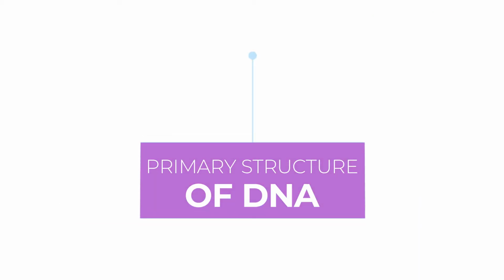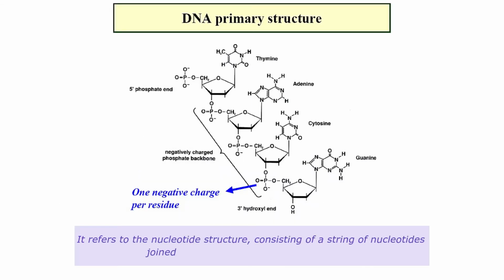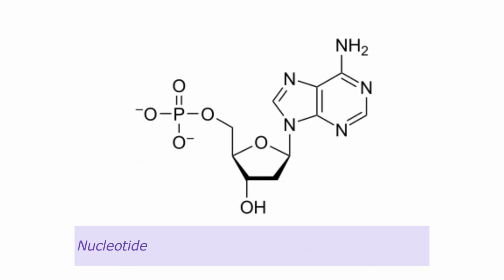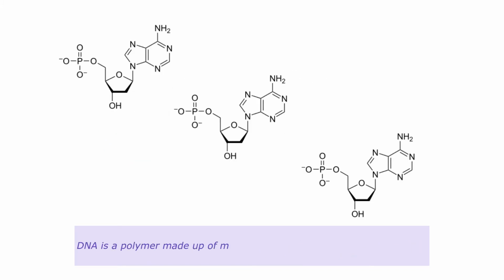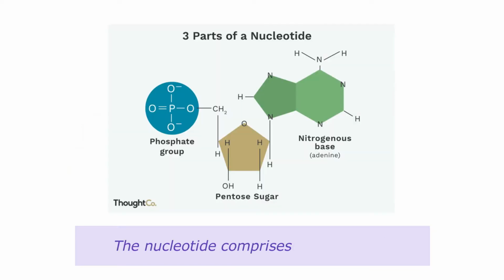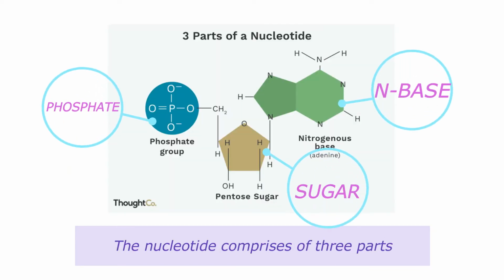Primary structure of DNA. It refers to the nucleotide structure consisting of a string of nucleotides joined together by phosphodiester linkages. Nucleotides. The fundamental building block of DNA. DNA is a polymer made up of many repeating units known as nucleotides. Do you see the A here? Guess what? There can be G, C or T in place of A. Let's see how. The nucleotide comprises three parts: sugar, nitrogen base, phosphate group.